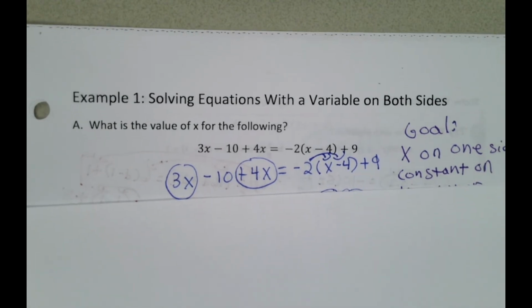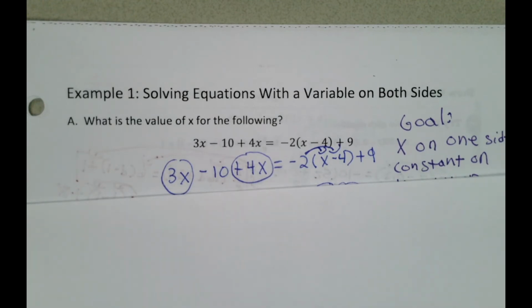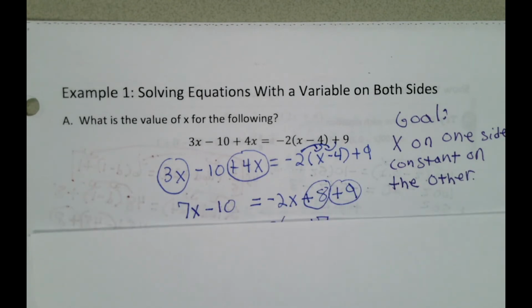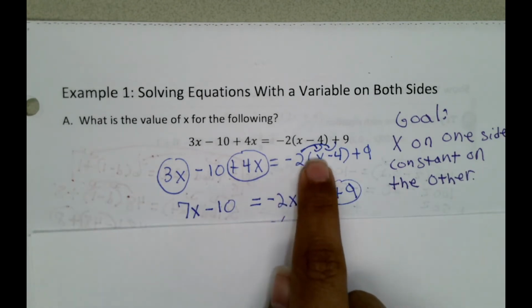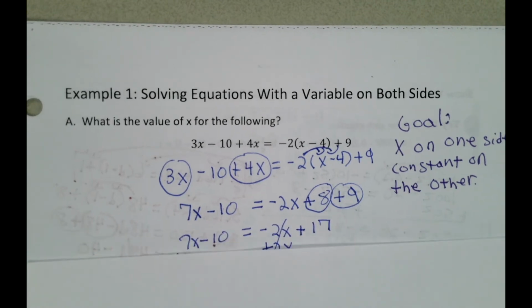So the first thing I did was circle my like terms. 3x plus 4x. That's going to give us a 7x, and I bring down my negative 10. Then I distribute it with my arrows to show negative 2x plus 8, making sure I watch my negatives there, plus 9. Notice that plus 9 and plus 8 are, in fact, constants, and they are like terms, so I circle, and I add them together to get 17.